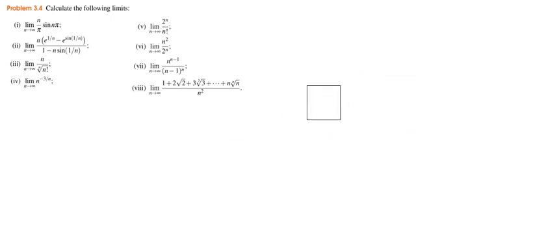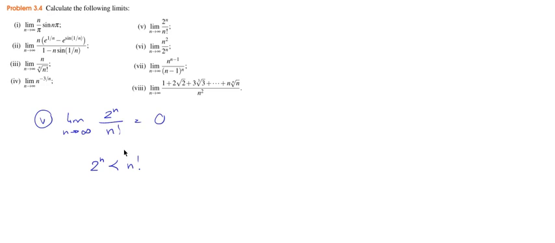Let's do 5. The limit when n goes to infinity of 2 to the n divided by n factorial. You could argue here that, as we have seen in class, 2 to the n is asymptotically negligible when compared to n factorial. And so you could say the limit of this is 0, because that's the definition of this. You could argue that because we have seen this in theory. But let's try this.